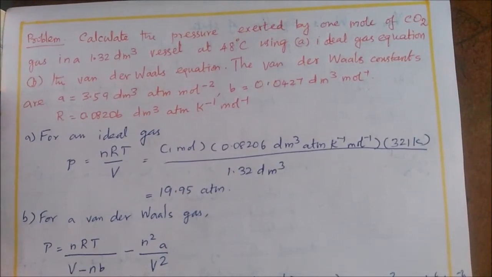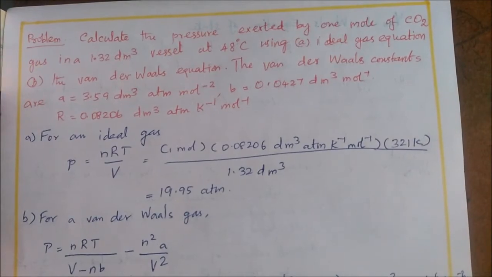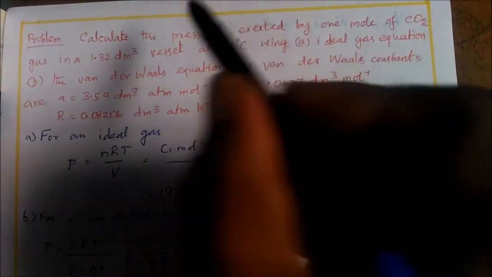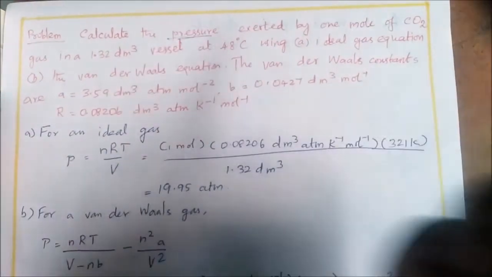Calculate the pressure exerted by 1 mole of CO2 in a 1.32 decimeter cube vessel at 48 degrees Celsius using A. Ideal gas equation, B. Van der Waals gas equation. And this is the question. So what they are asking is the pressure value produced.